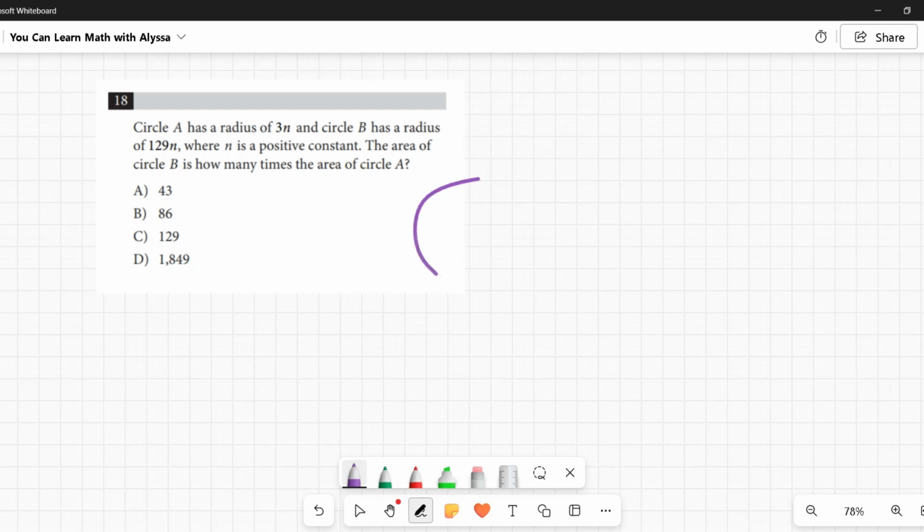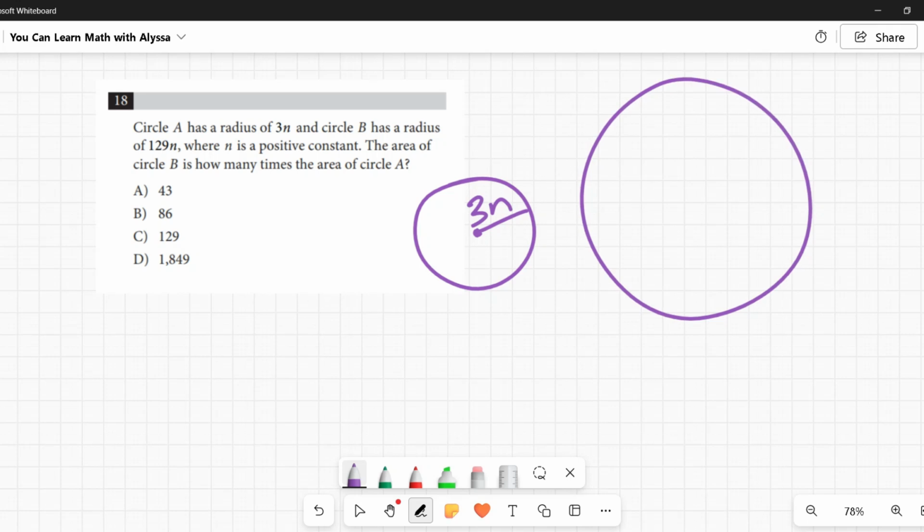So I have this circle right here. It has a radius of 3n. And then I have this other one. I am not drawing this to scale because I can't. And this is circle A. And over here I have circle B. It has a radius of 129n. Area of circle B is how many times the area of circle A?